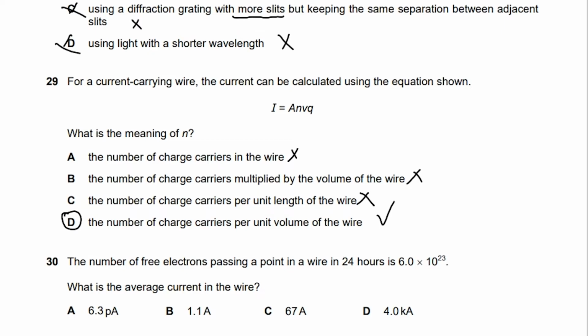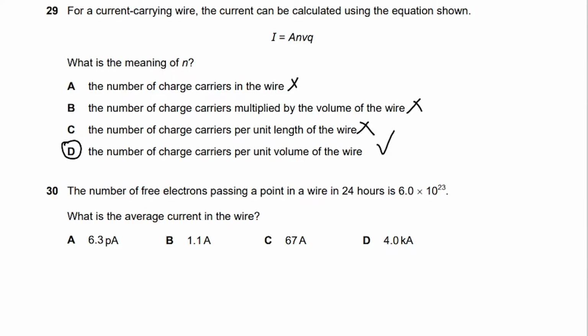Question number 30. The number of free electrons passing a point in a wire in 24 hours is 6 multiplied by 10 raised to the power 23. What is the average current in the wire? Now the formula for current is I is equal to Q over T, where I is the current in ampere, Q is the charge in coulombs, and T is the time in seconds.